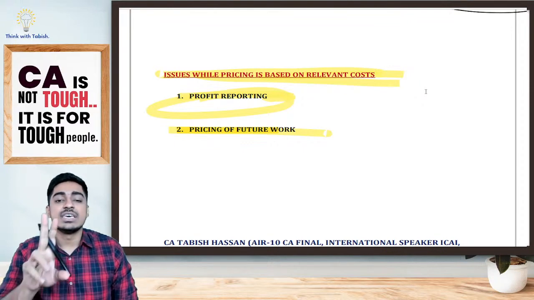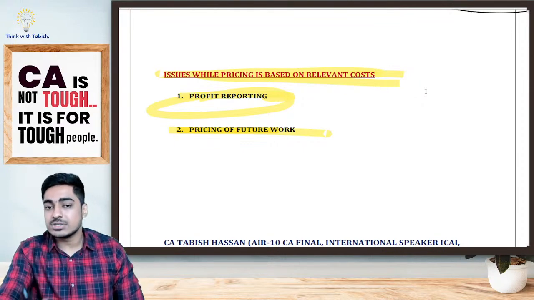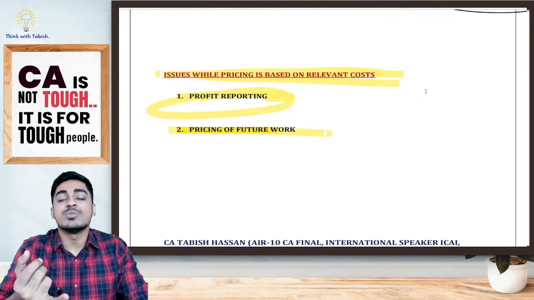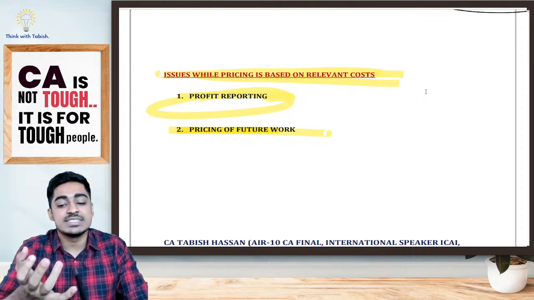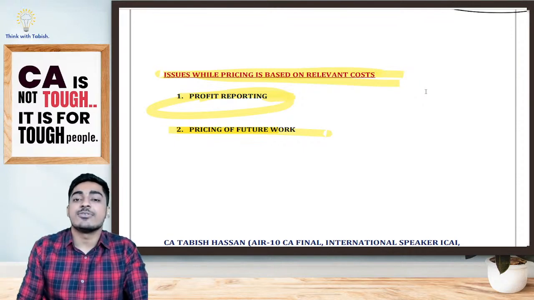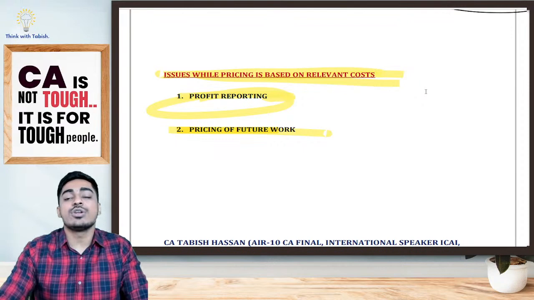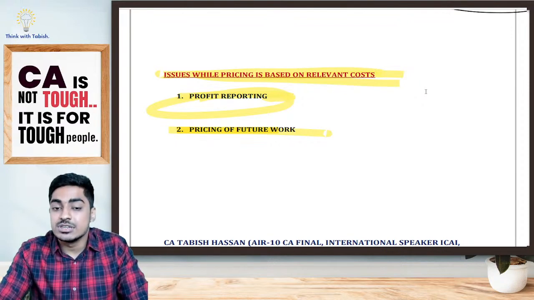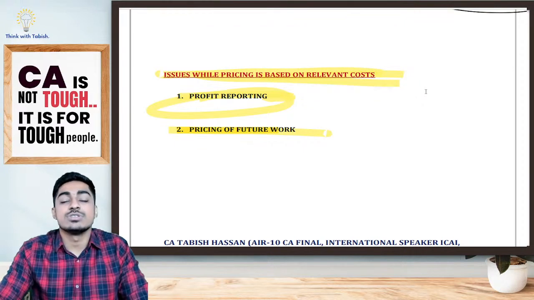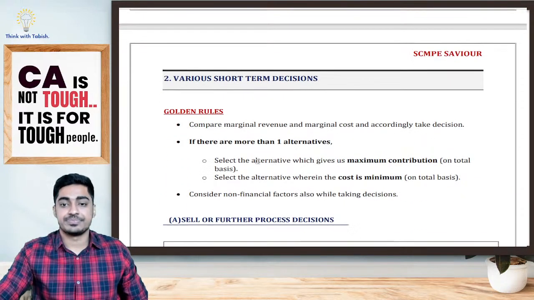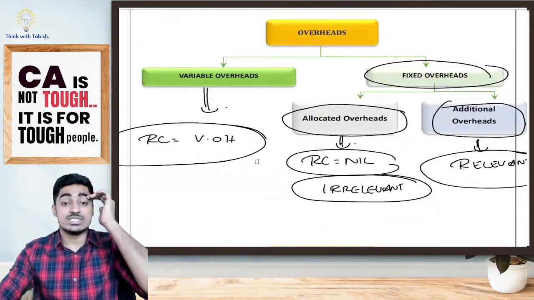So two issues. If you are pricing based on relevant cost, firstly, profit reporting: even though it is profitable, in the books it may not be showing, so we need to keep explaining. Secondly, pricing of future work. Relevant cost will keep changing every now and then. Whatever cost is relevant now need not be relevant in the future, so accordingly, pricing will also change in the future. These are the two challenges. Is it clear, students? Yes, this is concept 1C, very important.